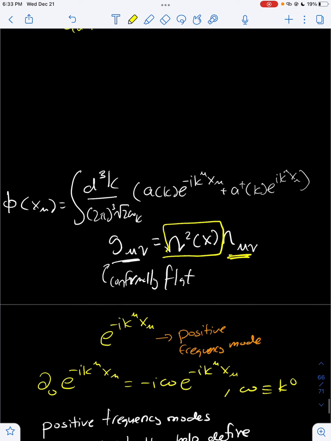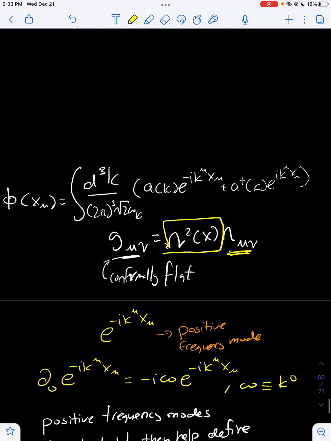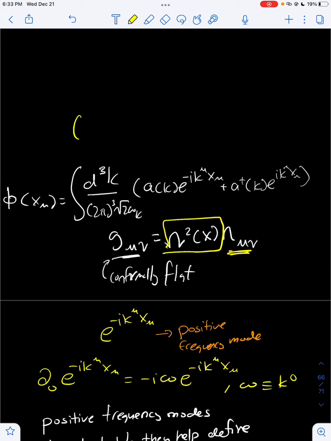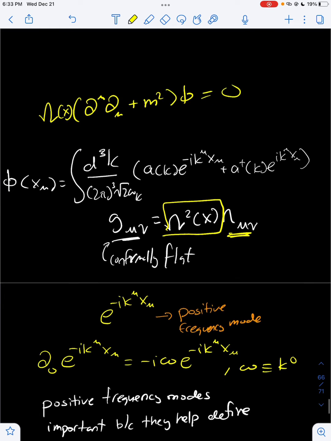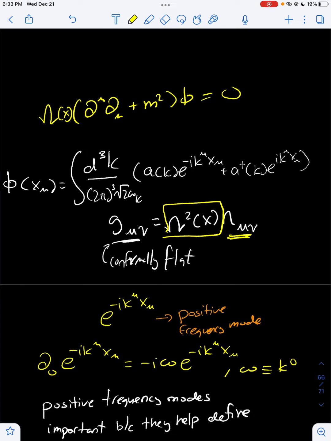Also, the Klein-Gordon equation for a conformally flat spacetime can just be written as the same Klein-Gordon equation in flat spacetime, but scaled by some factor that depends on our spacetime. If we have a conformally flat Klein-Gordon equation, we can again just decompose the field into plane waves scaled by these coefficients. And again, the coefficients will create and destroy particles in our spacetime.